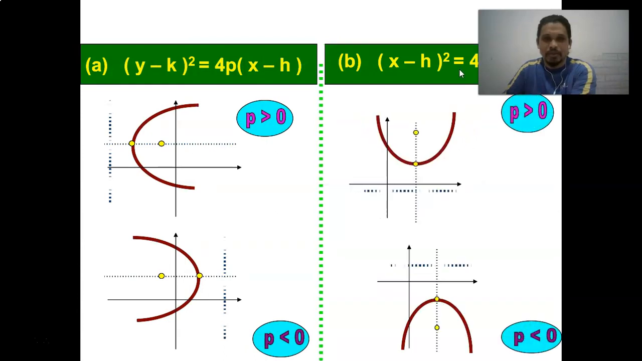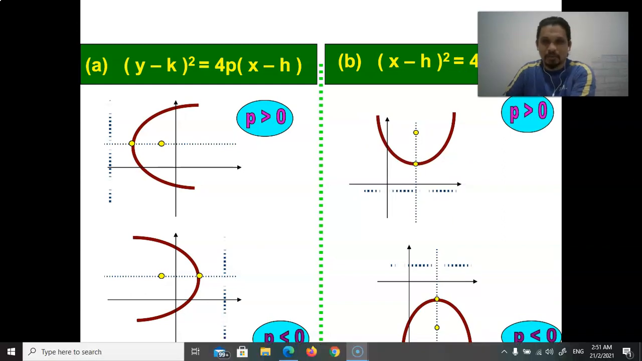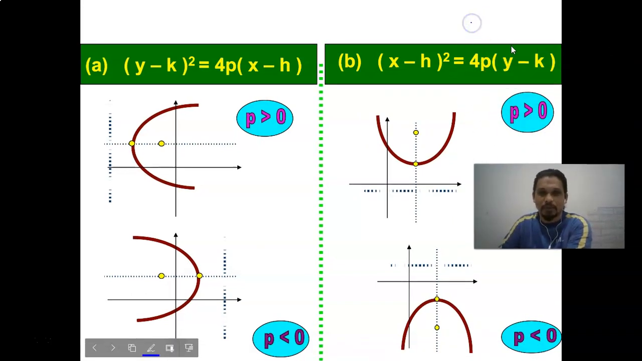That's all the things that you need to remember for this subtopic of parabolas for topic 4.